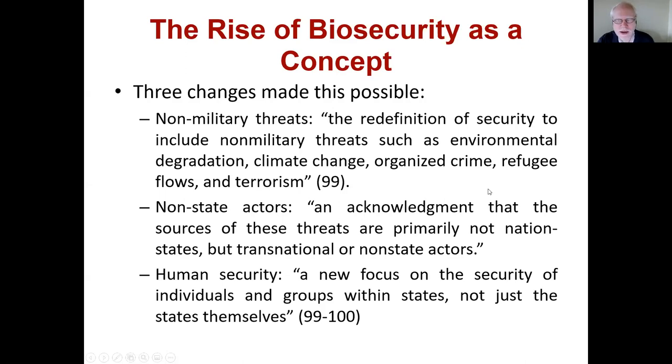So what changes made this possible? First, non-military threats. The redefinition of security to include non-military threats such as environmental degradation, climate change, organized crime, refugee flows, and terrorism. As we saw a growing array of non-military threats, it became increasingly important to have a way to discuss these threats within the confines of the security discourse, as threats to states. In the past, the dominant threats to states were largely military. There certainly were some environmental ones, and definitely human security, maybe you can make an argument that should have been there. But in the era of the Cold War particularly, we were very focused on traditional state security. But as time went on, more and more non-military threats began to emerge.